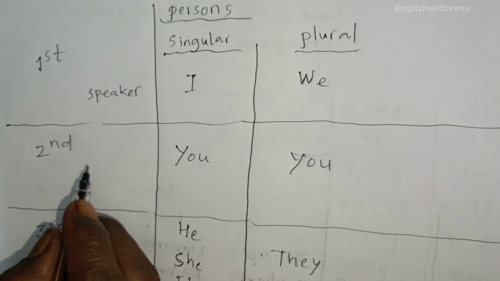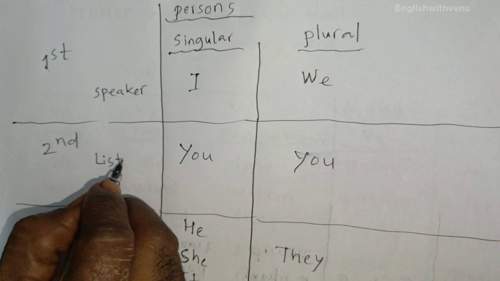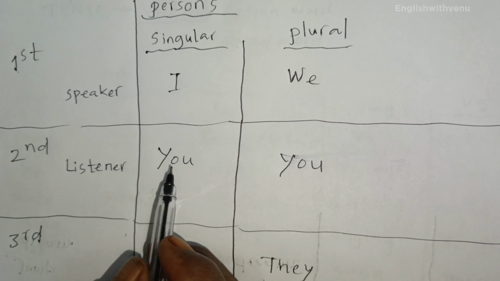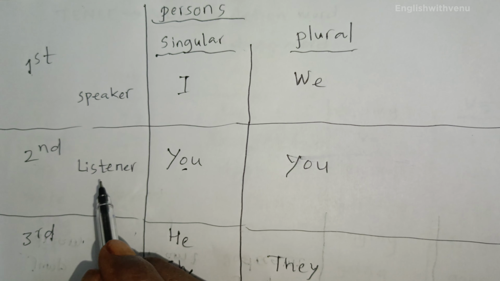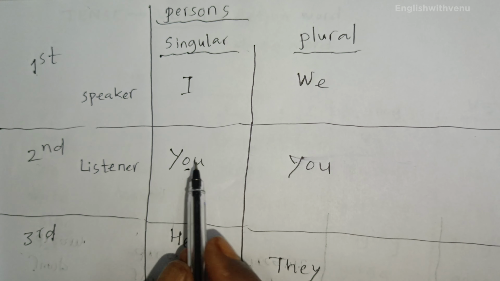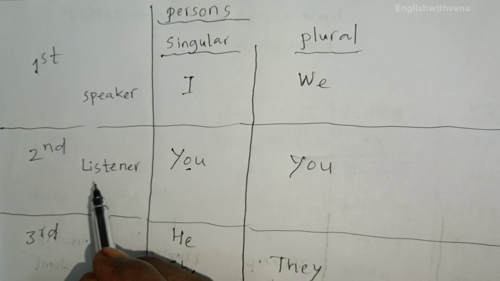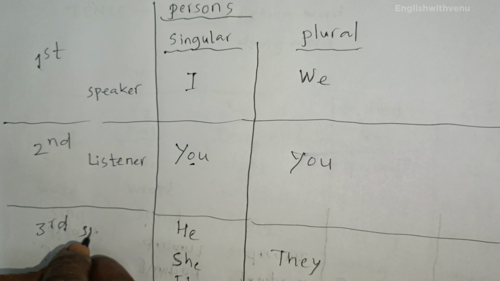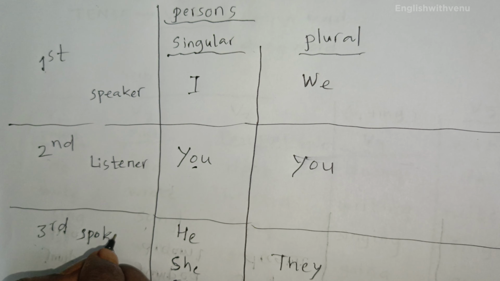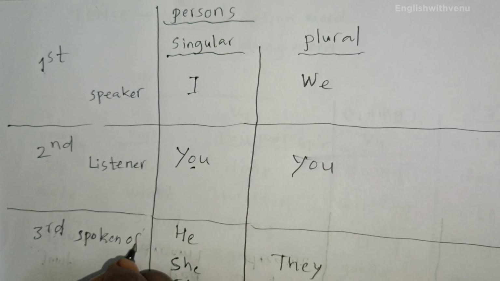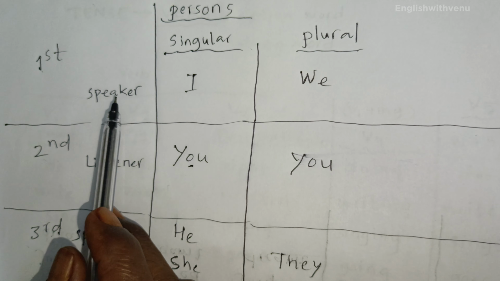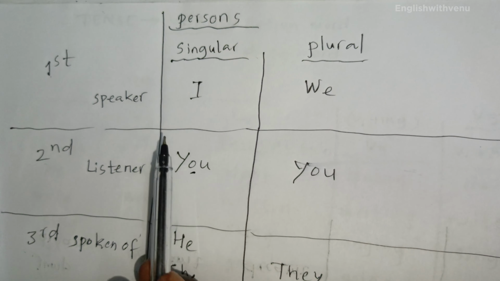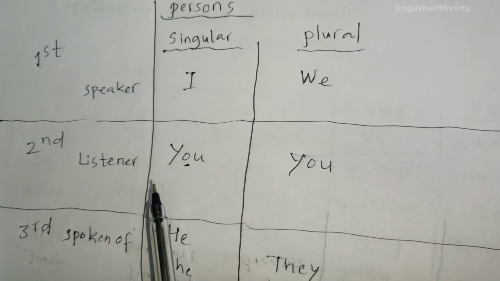Second person is the listener. Listener is going to be second person, and you is singular. Listener, he is the second person singular, and you, listeners, second person plural. And third person is spoken of. Here, the speaker is speaking, the first person is speaking and the second person is listening. And first person, second person, these two are very clear.